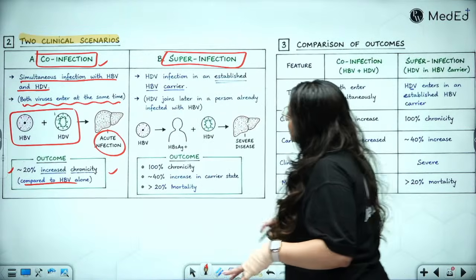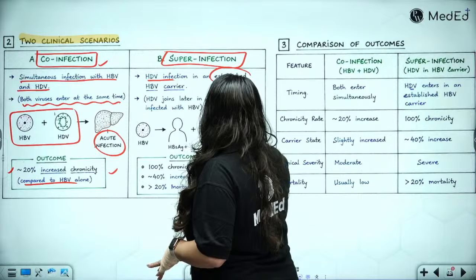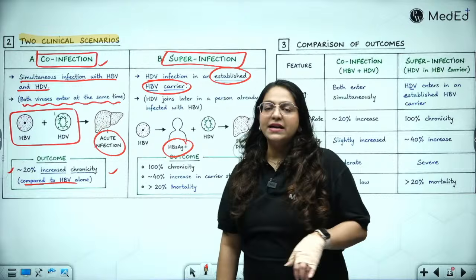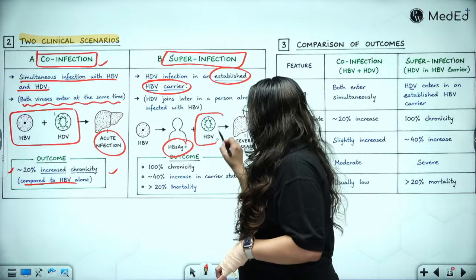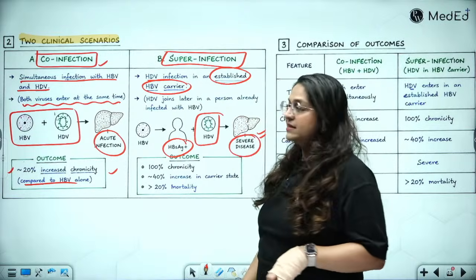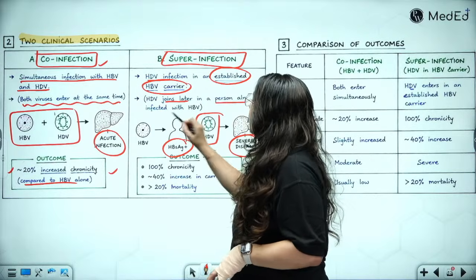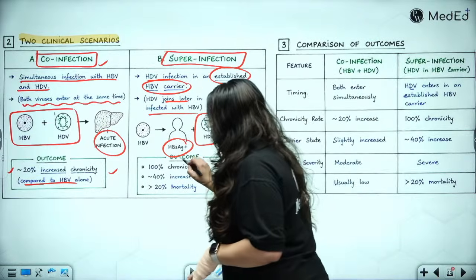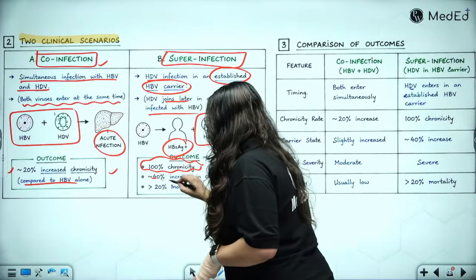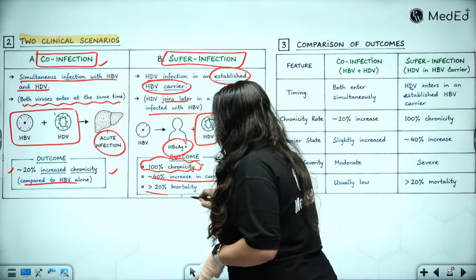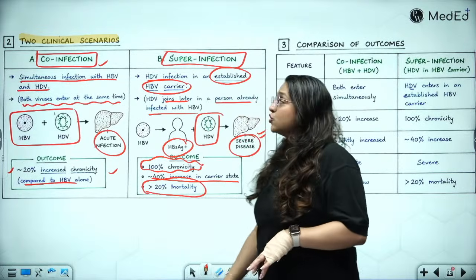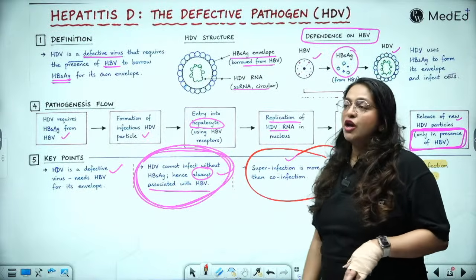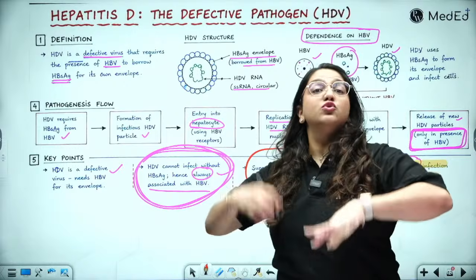What about superinfection? HDV infection happens in an established HBV carrier. So already a person had hepatitis B. On top of it, HDV comes. This causes severe disease. HDV joins later in a person already infected with hepatitis B virus. Okay, there is 100% chronicity. There is 40% increase in carrier state and more than 20% increase in mortality. So like I said, super infection is more severe than co-infection. Super infection is always worse.